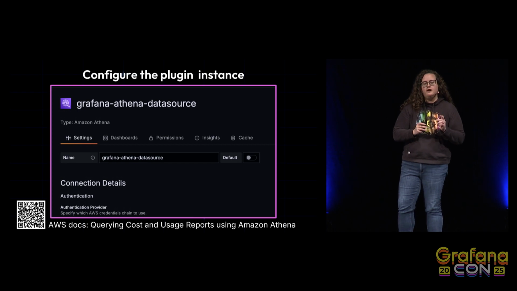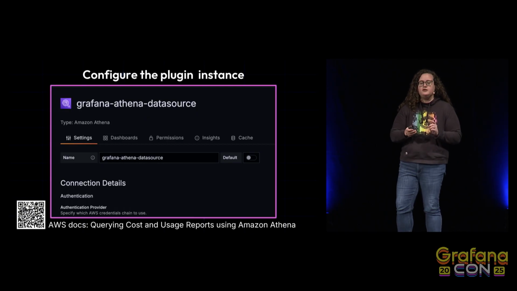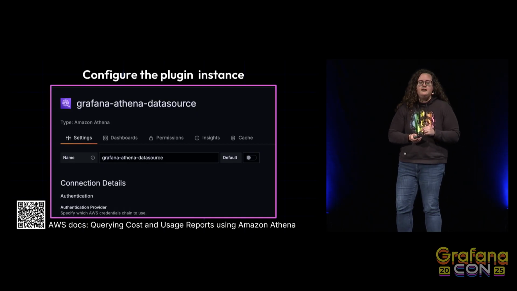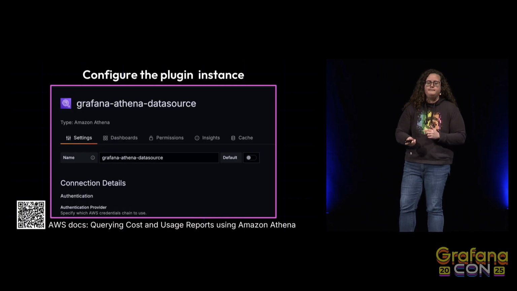We need to make sure that whatever credentials we use has the right permissions to view and query Athena in AWS. We'll also need to make sure that we've configured our cost and usage reports to get sent to Athena. Here's a QR code to the docs from AWS if you're interested in learning more about how to do that.